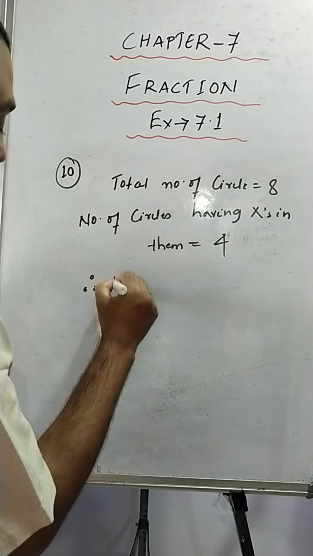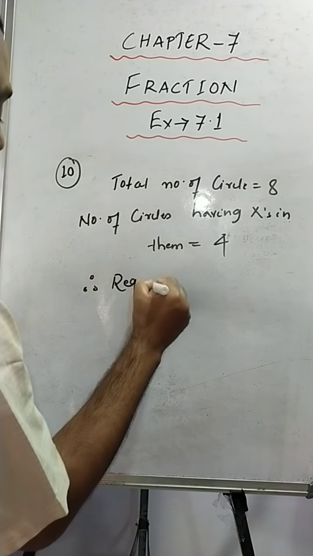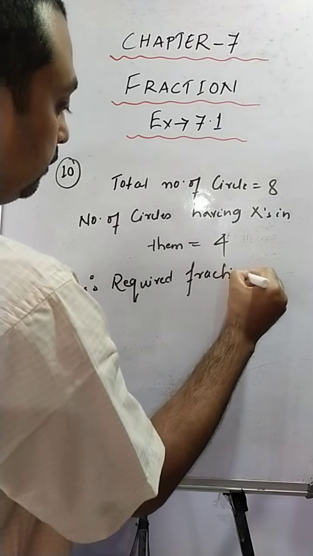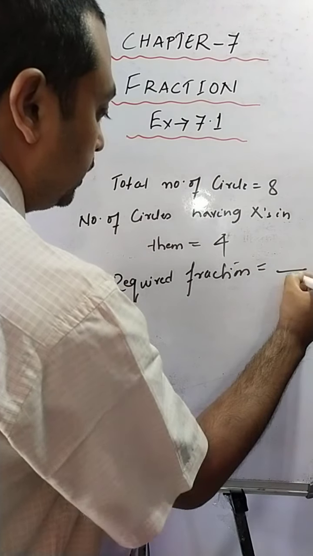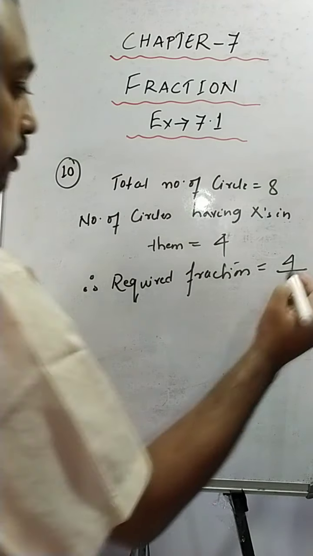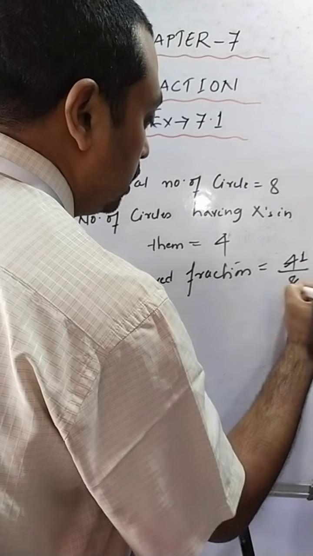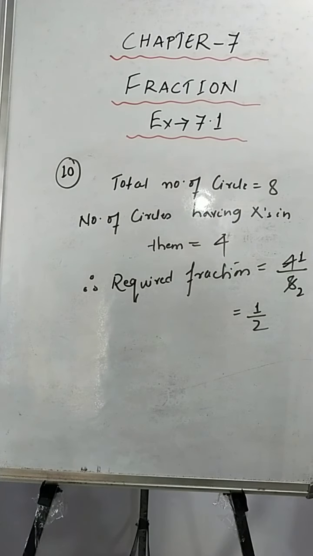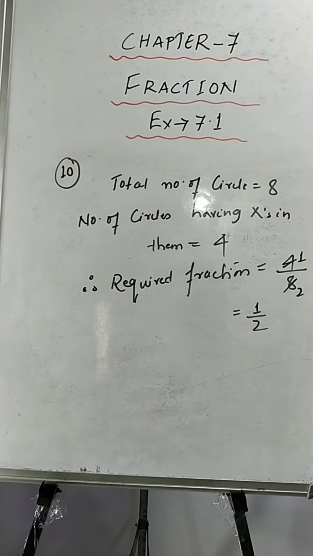So therefore, the required fraction will be what? Out of 8, how many are carrying x mark? That is 4. Now reduce it. 4 ones are 4, 4 twos are 8. So our final answer would be 1 upon 2. Okay. So now let's move on to the last sum of today's session.